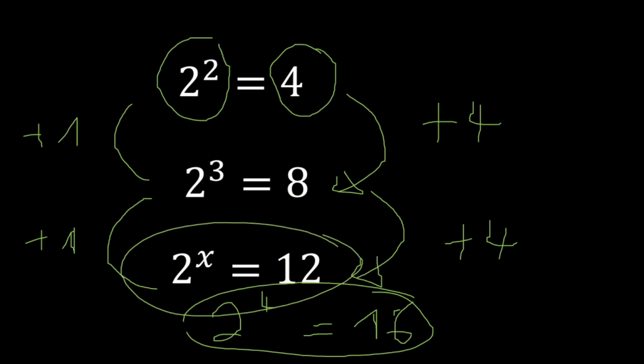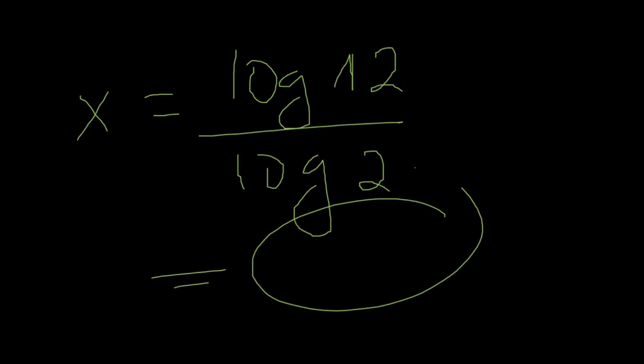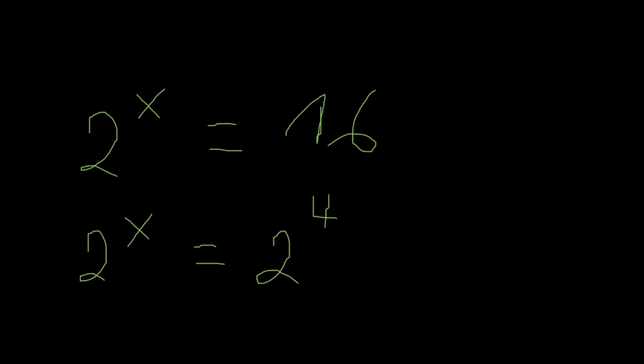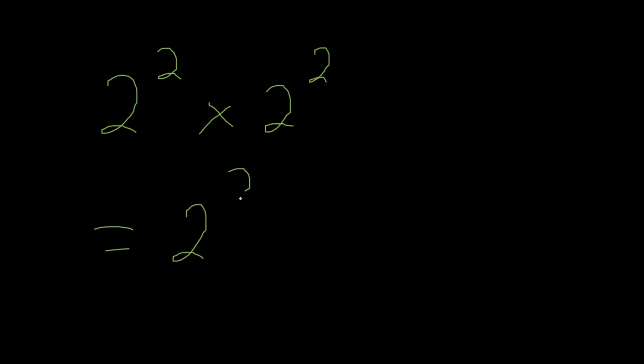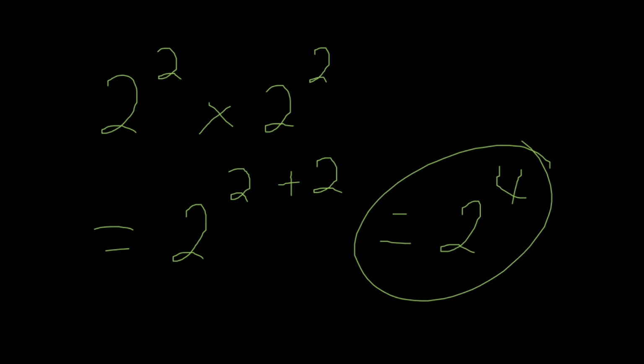Or if you put 2 to the power anything and you have this. For example, if you have 2 to the power x is equal to 16, you can just say 2 to the power x is equal to what? 16 can be expressed as 2 to the power 4, because 16 is 4 times 4, that will be equal to 2 to the power 2 times 2 to the power 2. And from the basic law of indices, 2 to the power 2 times 2 to the power 2 is the same thing as 2 to the power 2 plus 2. That is equal to 2 to the power 4. And that's amazing, and you have the right answer.